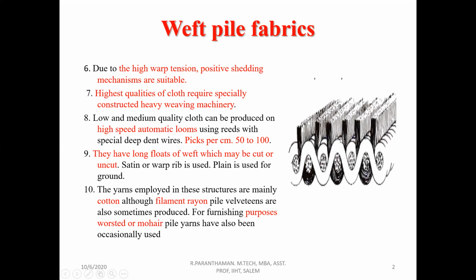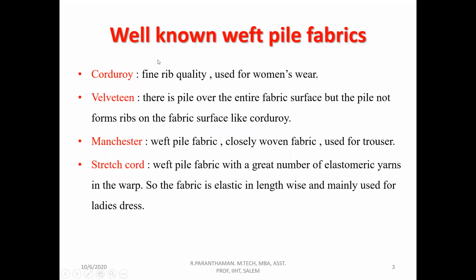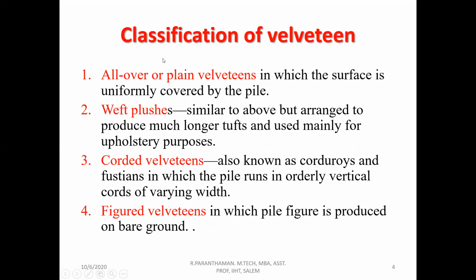It can be produced from either cotton or filament viscose. In furnishing fabrics, we can use worsted and mohair threads. The well-known weft pile fabrics are corduroy fabrics, velveteen fabrics, Manchester fabrics, and stretch cord fabrics. Then the classification of velveteen: all over plain velveteens, weft plushes, corded velveteens, and figured velveteens.